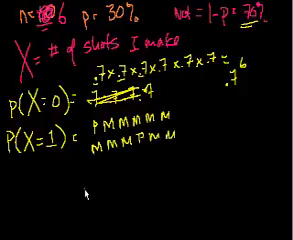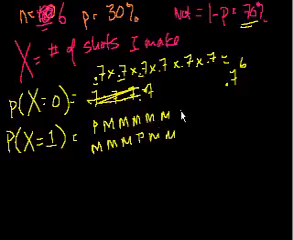As you can imagine, there's actually 6 of these scenarios, right? My point, the shot that I make, would be in one of these 6. It can be in one of the 6 spots, in one of the 6 shots that I take. So there's 6 of these scenarios.